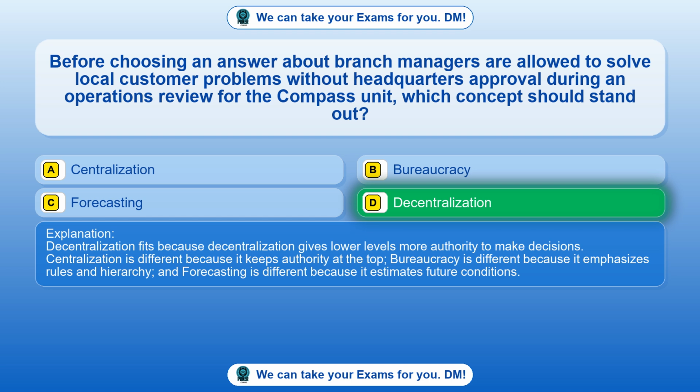Decentralization fits because decentralization gives lower levels more authority to make decisions. Centralization is different because it keeps authority at the top. Bureaucracy is different because it emphasizes rules and hierarchy, and forecasting is different because it estimates future conditions.